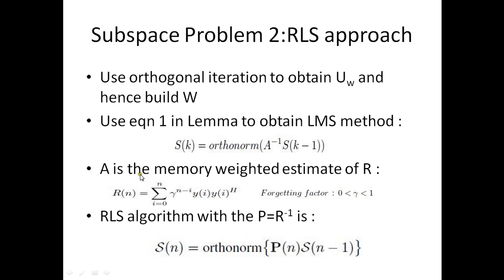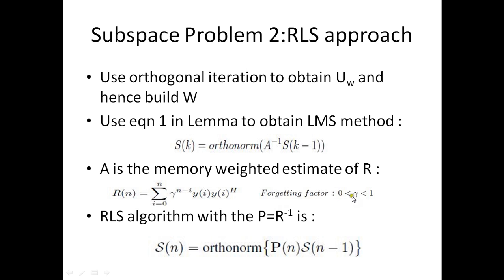And if we substitute A as the memory weighted estimate of R, that is R of n is equal to the summation of i running from the initial point up to the current iteration, gamma to the power n minus i into the instantaneous estimate of the autocorrelation matrix, that is y of i into y of i Hermitian, we will end up with this update equation for the subspace, that is S of n. It is the orthonormalization of P of n into S of n minus 1, where P is nothing but R inverse.